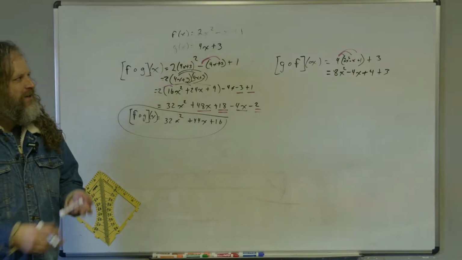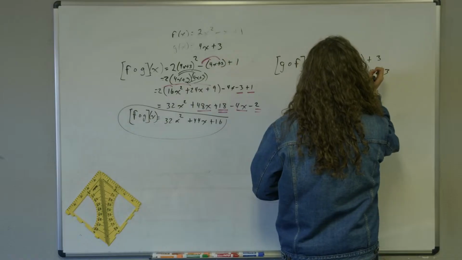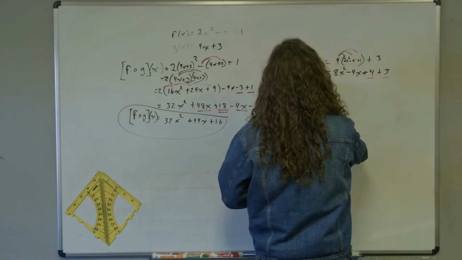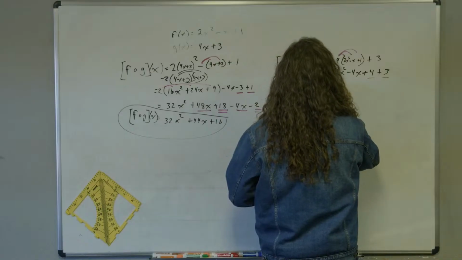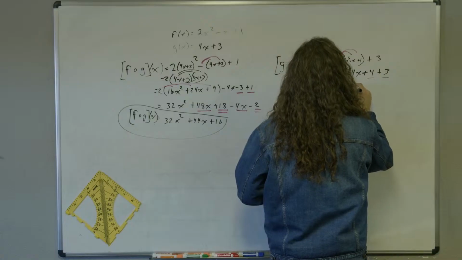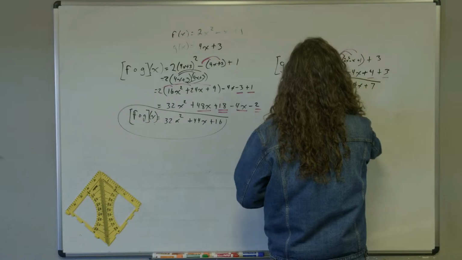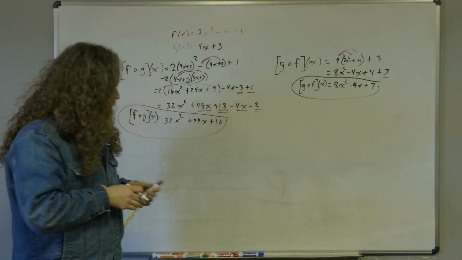Then we combine like terms, right? 4 plus 3 is 7. So g of f of x equals 8x squared minus 4x plus 7. Easy peasy.